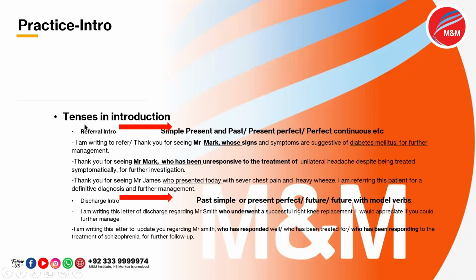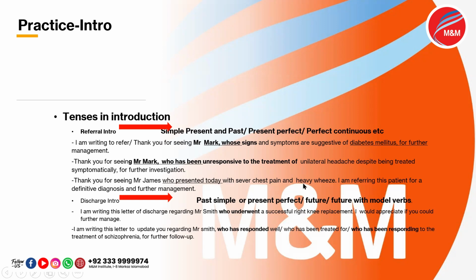Now, we can see the tenses to be used in the introduction. Remember that when I'm talking about the tenses in the introduction, we are just concerned about the relative clause, meaning this whose clause. In this whose clause, we can use present simple tense, present perfect continuous tense, and past simple tense most of the time. As you can see, this is the example: whose signs and symptoms are suggestive of diabetes mellitus. Here we are using the present simple tense. In the next example, who has been unresponsive to the treatment, this is your present perfect continuous. In the third example, we are using who presented today with severe chest pain.